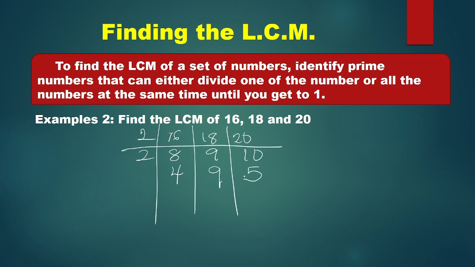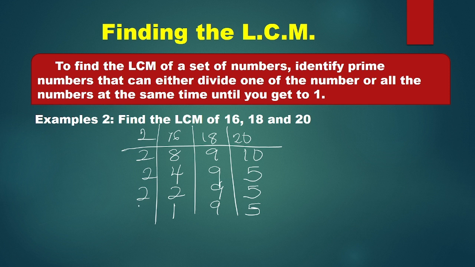Now, I can still divide by 2. 4 divided by 2 is 2. 9 divided by 2, we have a remainder, so I'll bring down my 9. 5 divided by 2, we have a remainder of 1, so I'll bring down my 5. 2 can still divide 2. 2 divided by 2 is 1. 9 divided by 2, we have a remainder, so I'll still bring down my 9. 5 divided by 2, we have a remainder, so I'll still bring down my 5.